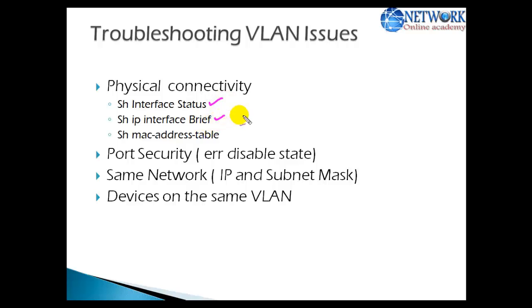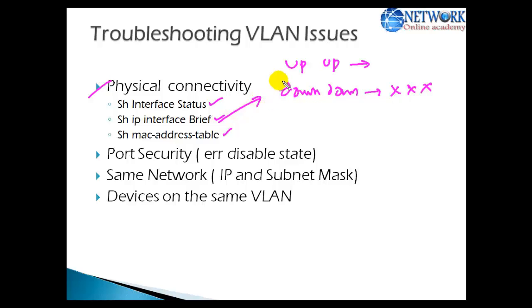The next thing we need to do is verify the physical connectivity with the show IP interface brief command. You should expect whatever interface is connecting to be up and up. If you see the interface status down, then the problem might be the physical connectivity, and you need to check the physical connectivity again. Physical connectivity issues we have seen in much more detail in our previous videos. After that, we can also verify the MAC table, to see which device is connected on which port. That is another thing we can check.